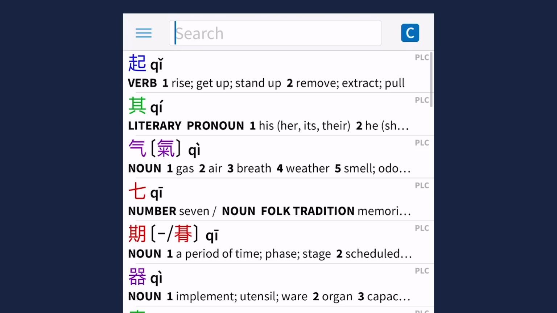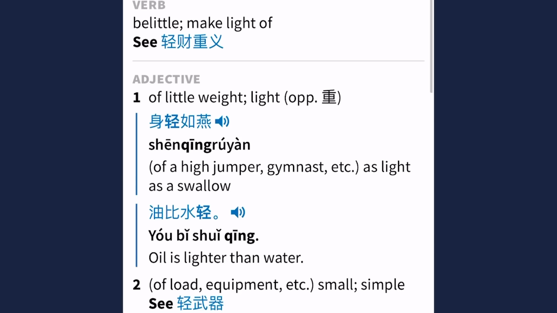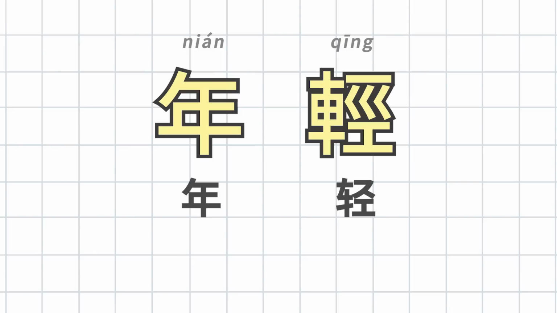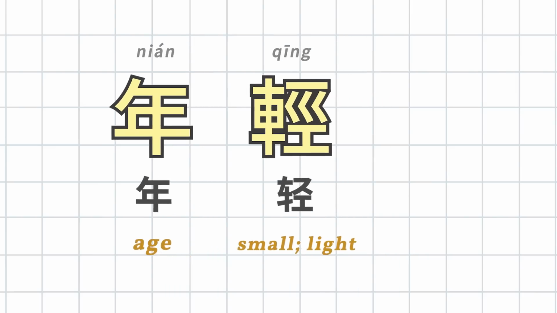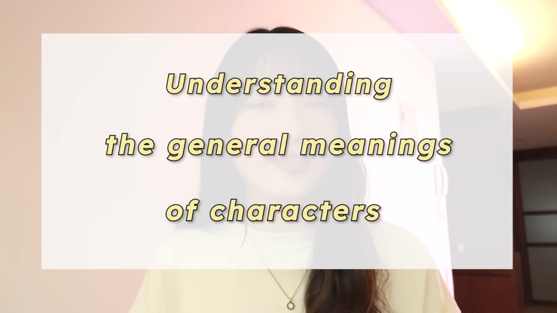The second character in 年轻 is 轻, which also has multiple meanings. It conveys ideas like light or small in number or degree. With this understanding, we can infer the meaning of 年轻 quite easily. 年 relates to age, and 轻 implies being small or light in number. Together, 年轻 means youthful. Just a heads up, not every word is easy to understand by its individual character's meaning. However, understanding the general meanings of characters will still benefit you in learning Chinese words.